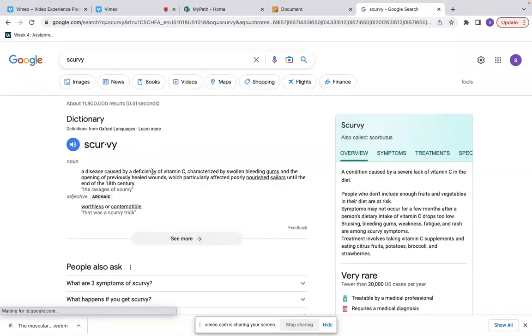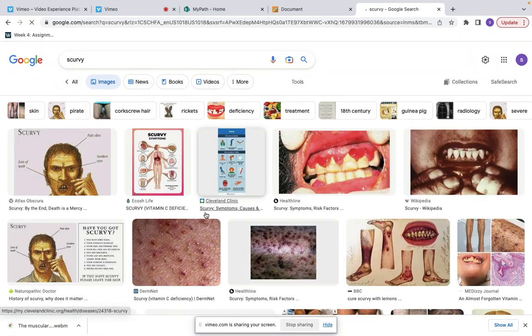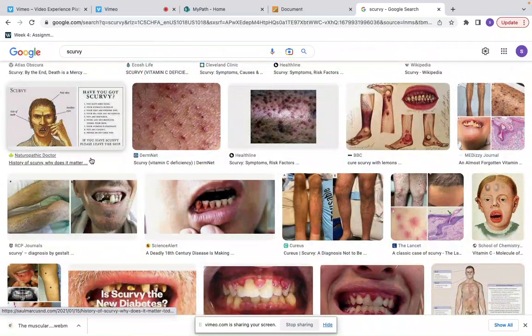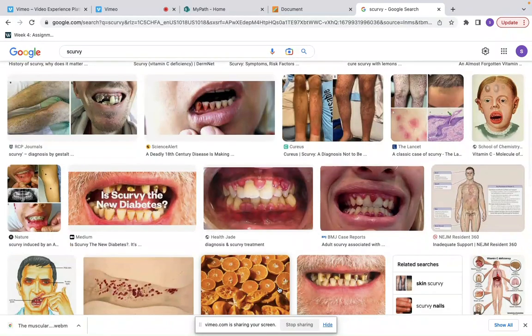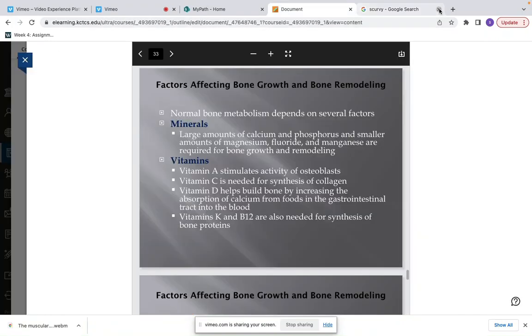A disease caused by deficiency of vitamin C characterized by swollen, bleeding gums and the opening of previously healed wounds. Scurvy. Scurvy. Right? Affects gums quite a bit and have problems with wound healing and things like that. Okay.